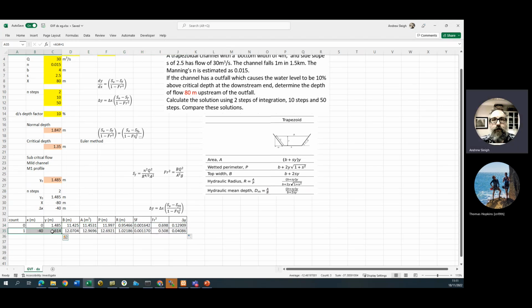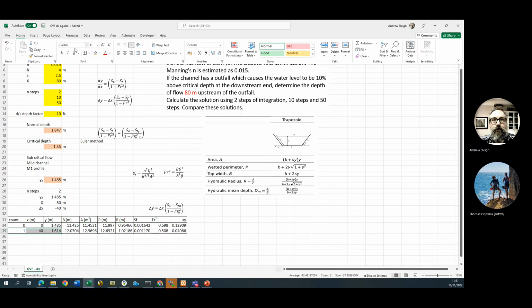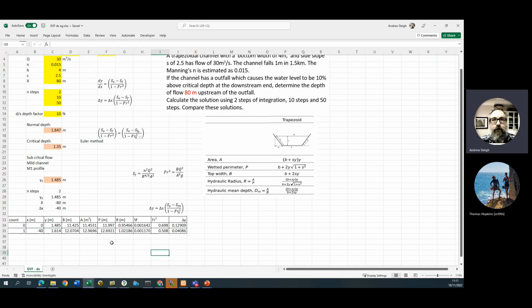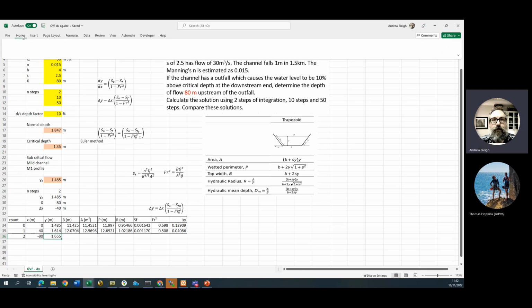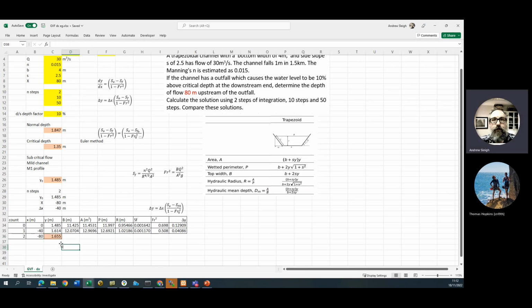Okay, so we can now drag those down. Let's just put the gridlines on, and actually we just need to do one more row to get it to minus 80 meters, and we see that the depth there is 1.655 meters, and that's the answer that the question says after 2 steps. Let's do this again for 10 steps and see if that answer changes.